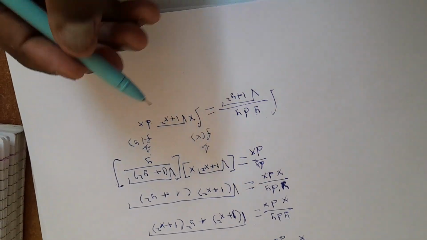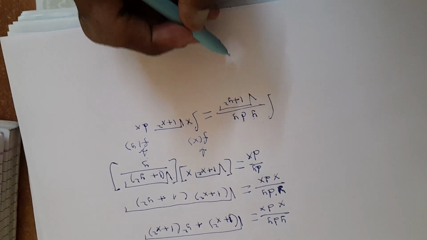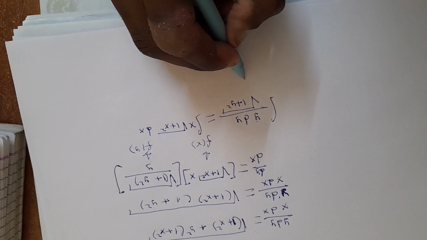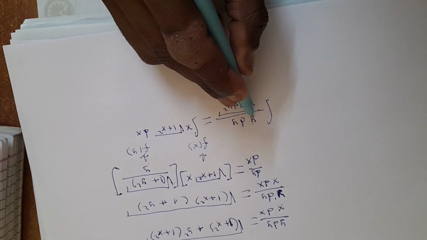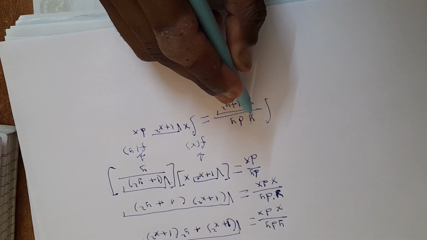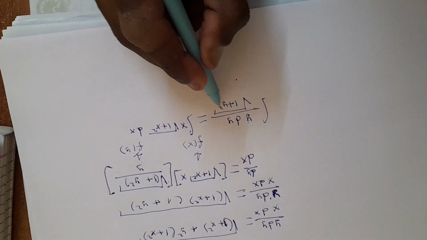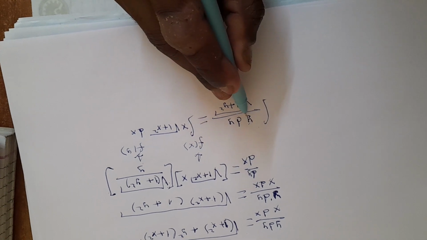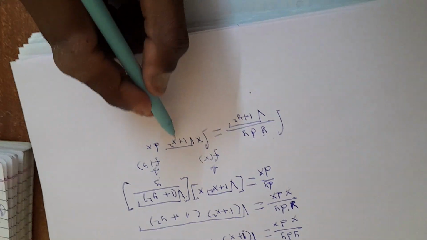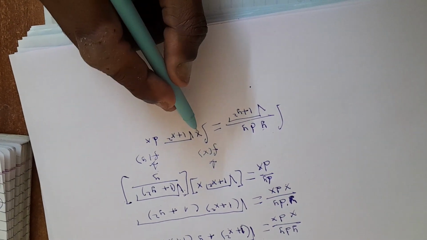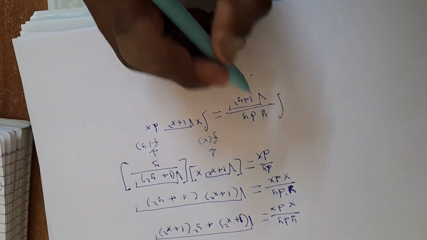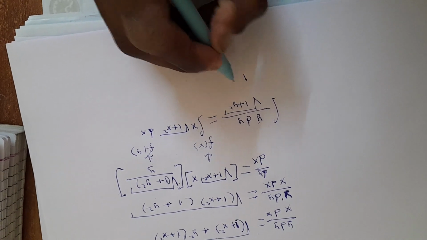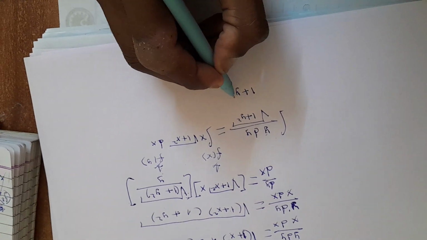Now, to find this integration, you can apply the substitution method directly. If you see this integration, this y is the derivative of 1 plus y square. If I differentiate 1 plus y square, I can get y, and the same happens here. If I differentiate 1 plus x square, I can get x. So just go directly and see.